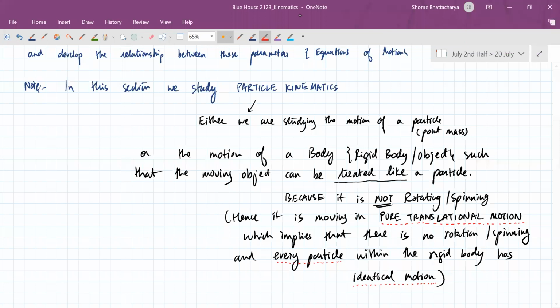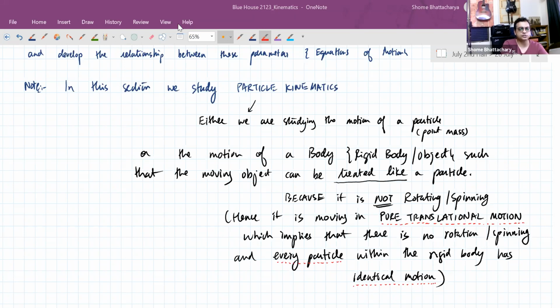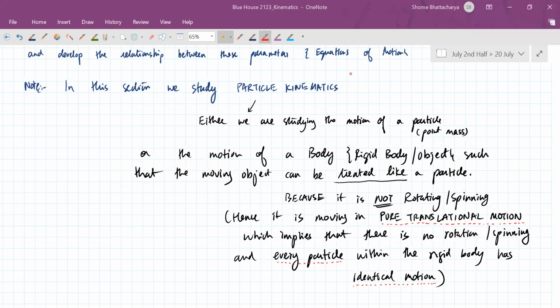Sir, here we are told that equation of motion means the equation will be formed. Yeah, we'll come to that. Like for example, those equations you've seen, v is equal to u plus at. That's an example of an equation of motion.